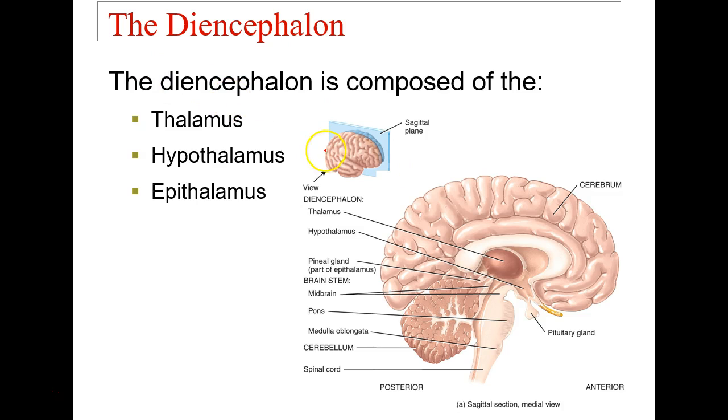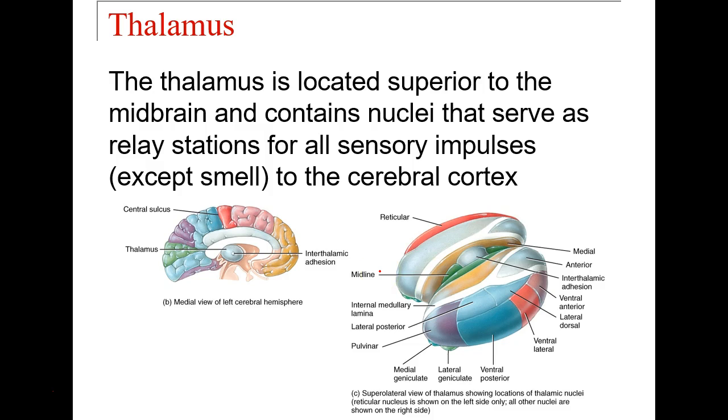Okay, the diencephalon, again, more the center of the brain. Three different areas: the thalamus, hypothalamus, and epithalamus. The thalamus is going to be known mostly as the sensory relay station. So it's going to serve as a relay station for all sensory impulses except for smell. It's going to move those sensory impulses to a particular area of the cerebral cortex.